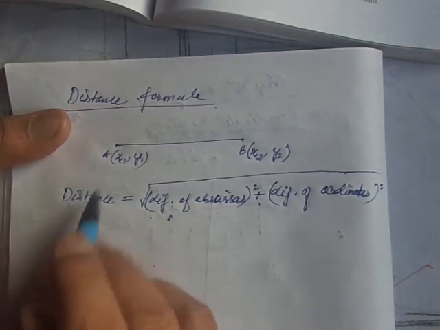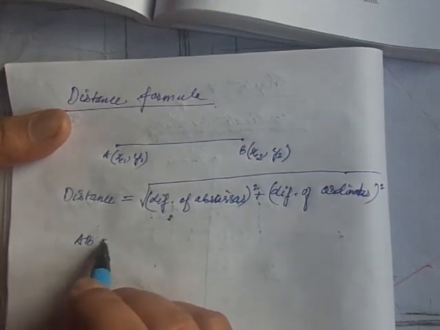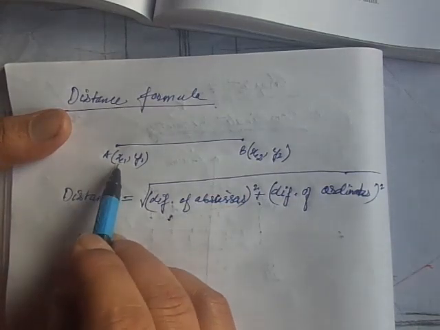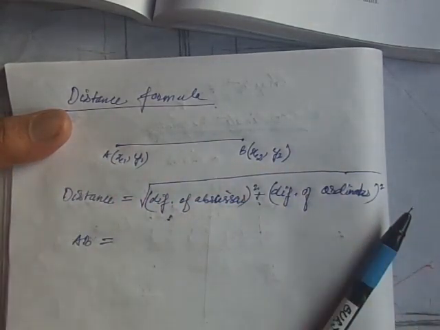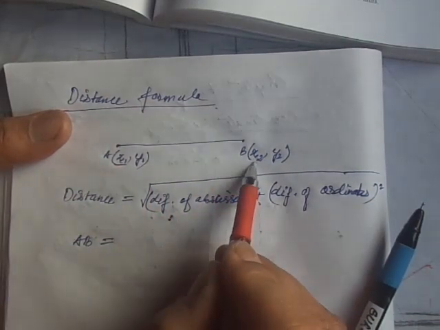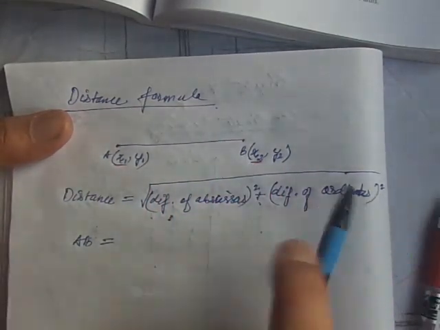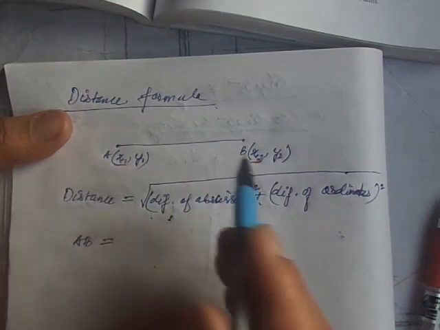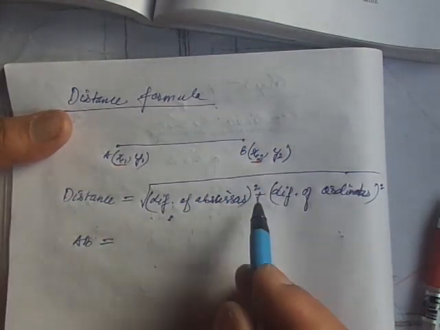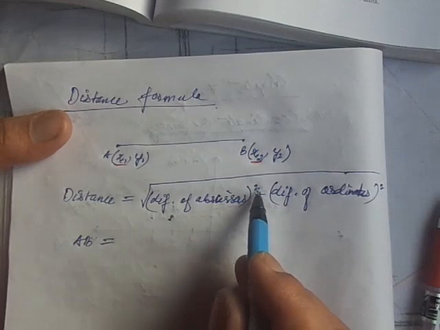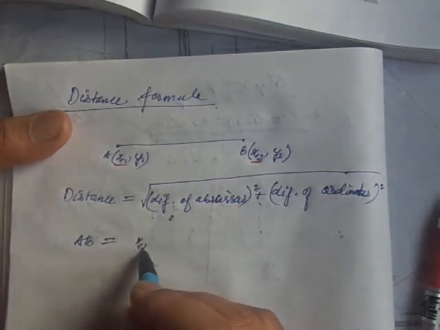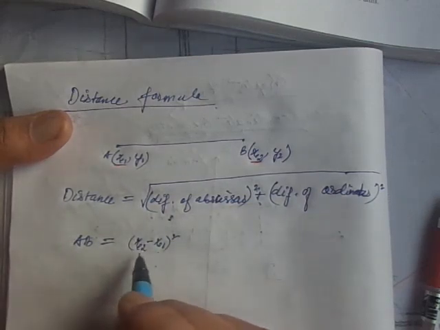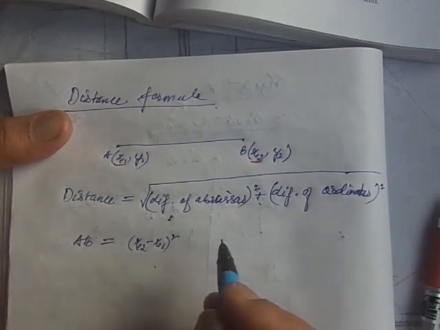Now the distance AB, let me write this AB, equals the difference of abscissa. What is the abscissa here? Abscissa is the first one. Abscissa for this point B is x2. Difference means we have to subtract. Then which one to subtract from which one? You can subtract any one from the other because of this square. So we can write x2 minus x1 whole square, or x1 minus x2. You can write any one because of this square.